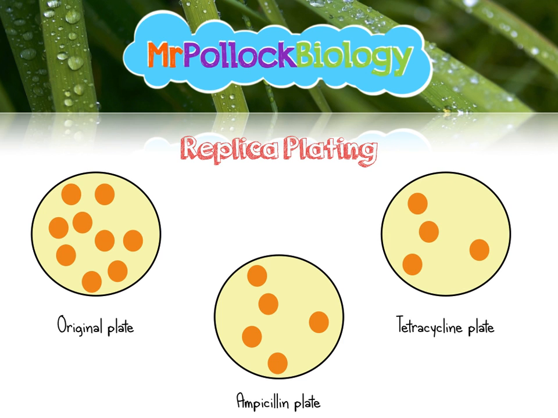By doing this, you can see which bacteria have taken up the plasmid, and more importantly, by comparing the tetracycline plate to the ampicillin plate, you can see which organisms have taken up the correct plasmid, the one that's been made recombinant, because at the end of the day, the recombinant one will be killed by ampicillin, but not by tetracycline. So it will be the colony that's present on the ampicillin plate, but not on the tetracycline plate.